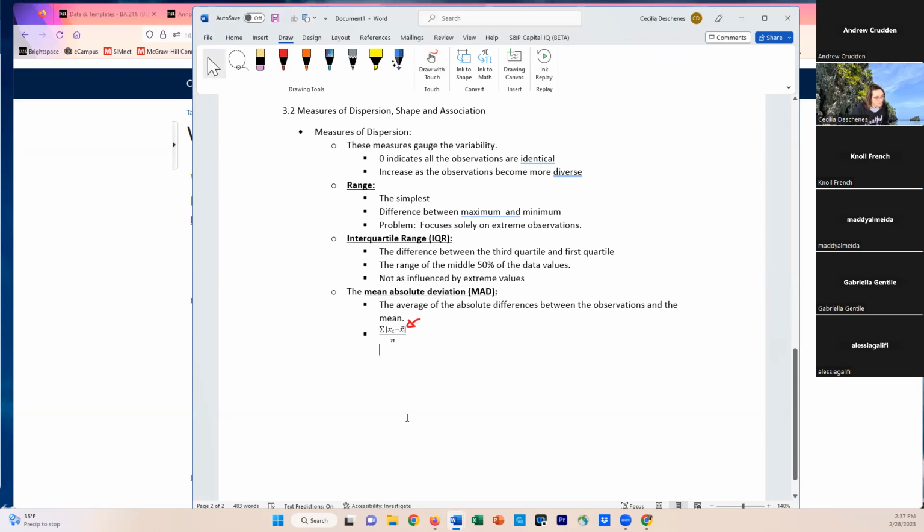Right. So then we get to the variance and the standard deviation, which are two of the most common ones.